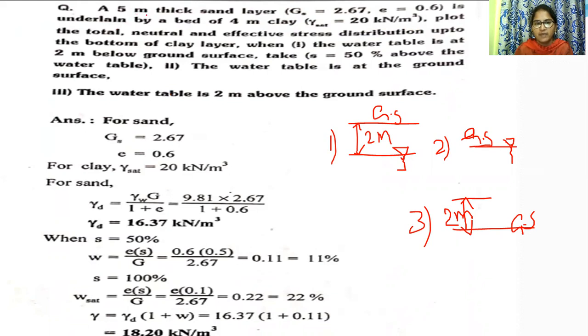A 5 meters thick sand layer, with specific gravity G of 2.67 and void ratio 0.6, lies beneath a bed of 4 meters clay, and the saturated unit weight gamma saturated is equal to 20 kilonewton per meter cube. Three conditions are available, but the unit weight of water is not given. We can take the unit weight of water as 9.81.